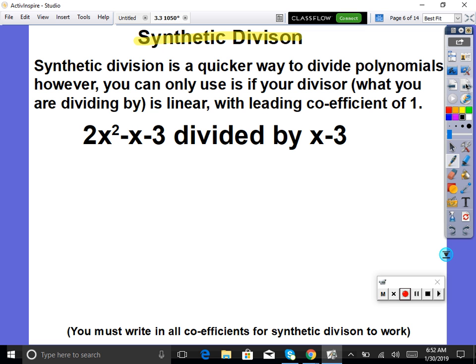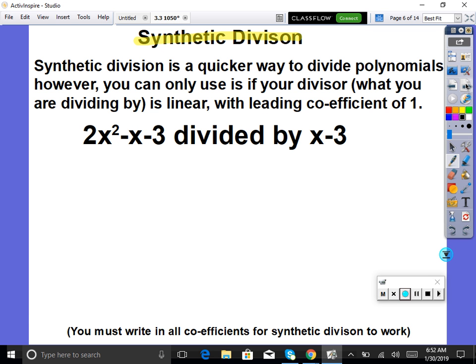Okay, synthetic division is another way of dividing polynomials. Why do we learn two ways? Because here's why. Synthetic division is way easier, way quicker than long division. But the problem is you can only use synthetic division in very limited cases. Now, if we can use synthetic division, we'll always choose that over long division. But here's when you can use synthetic division.